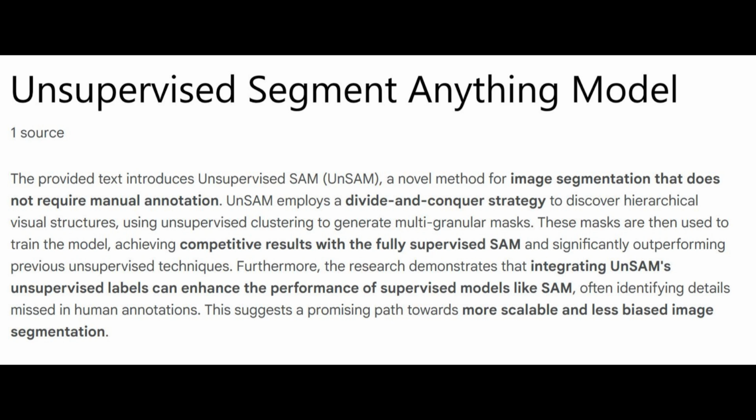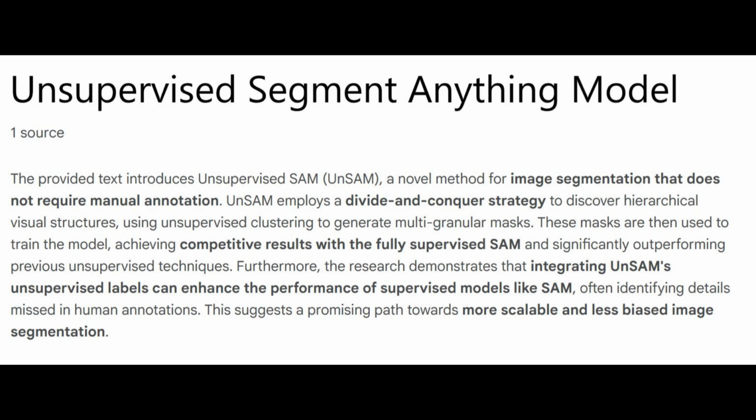And what's fascinating is that UNSAM can often detect details that even humans miss. The research shows examples where it identifies tiny numbers on a camera screen, or the delicate curve of an animal's tail, things human annotators might overlook. That's impressive. But those initial masks from the divide and conquer stage, aren't they still a bit rough around the edges? You're right. They're good, but not perfect.